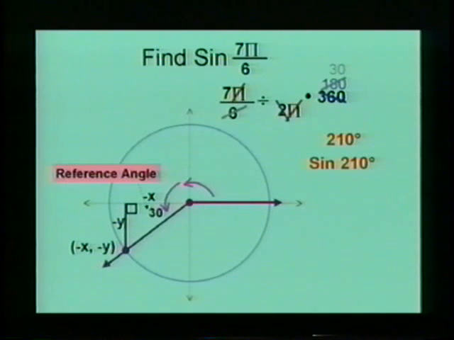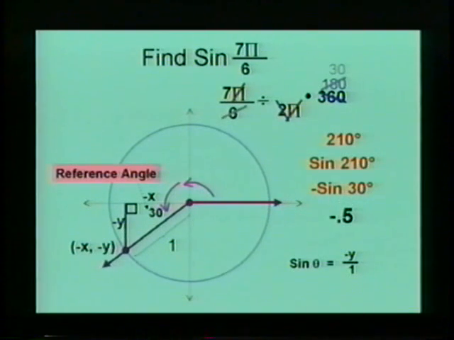The sine being the opposite over the hypotenuse, being 1 in this unit circle, is going to be, let's see, negative y over 1. So it's going to be negative, whatever the sine of 30 is. The sine of 30 is 0.5, so our answer is negative 0.5. That's the kind of thing we asked you to do in the homework.